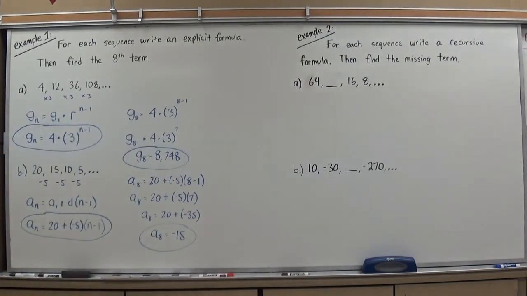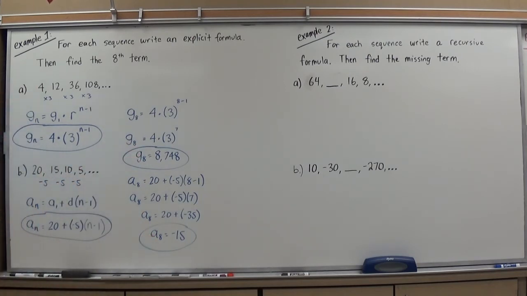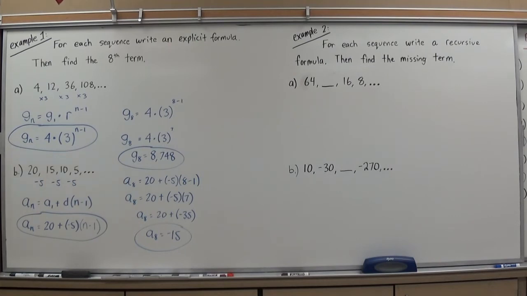And again, I can verify this since these aren't real large numbers just by continuing. -5 would make 0, -5 would make -5, -5 would make -10, -5 would be -15, and I can get to the 8th term that way as well. Okay, let's move on and look at explicit rules.